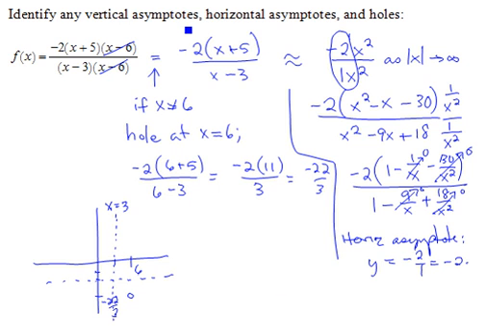And we've satisfied the question. We've found the vertical asymptote at x equals 3, the horizontal asymptote at y equals negative 2, and a hole at the point where x is 6 and y is negative 22 thirds.